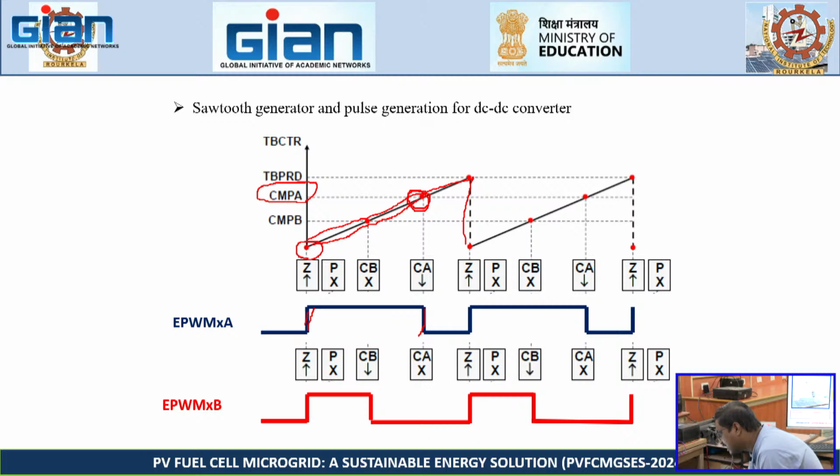So at 0 it has been set, and when compare A is met with our sawtooth generator, it has been cleared. Again at period there will be no action. I am not doing any action here, but again what happened? Again the 0 has come here. So at this 0 again my action will be set.